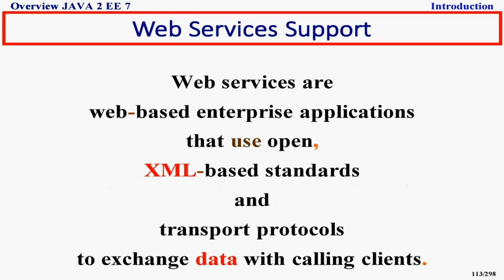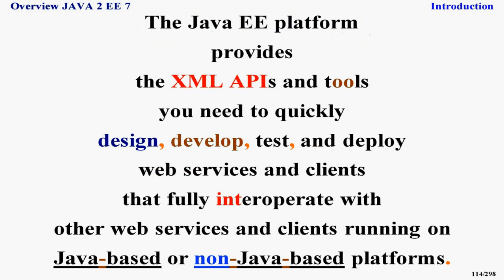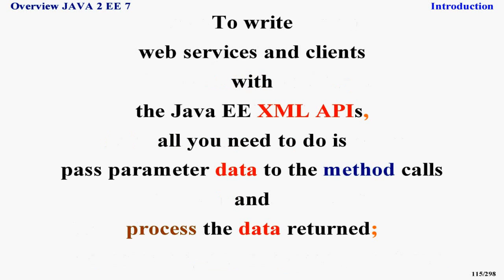Web services support. Web services are web-based enterprise applications that use open, XML-based standards and transport protocols to exchange data with calling clients. The Java EE platform provides the XML APIs and tools you need to quickly design, develop, test, and deploy web services and clients that fully interoperate with other web services and clients running on Java-based or non-Java-based platforms. To write web services and clients with the Java EE XML APIs, all you need to do is pass parameter data to the method calls and process the data returned.